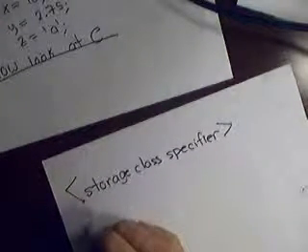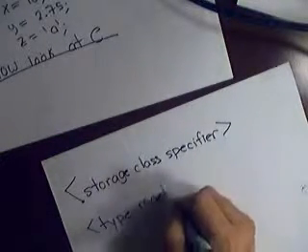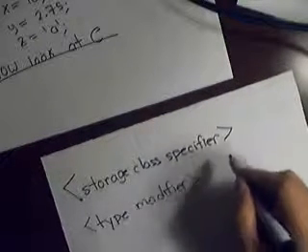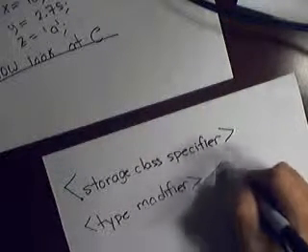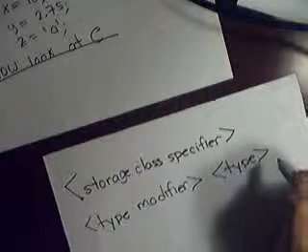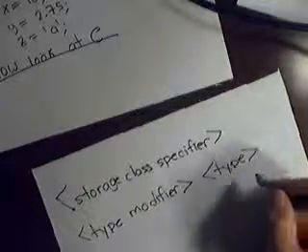Then we have a type modifier. Then we have actually a type. And then we have an identifier, right?